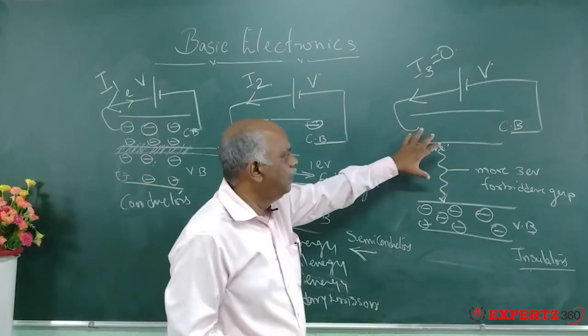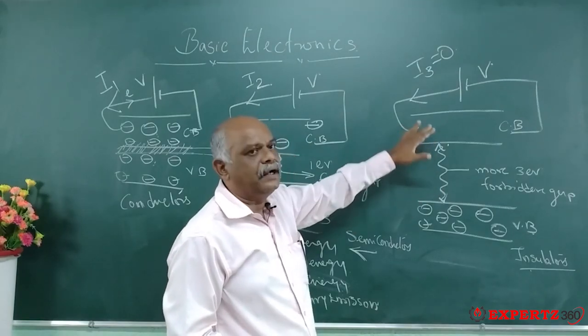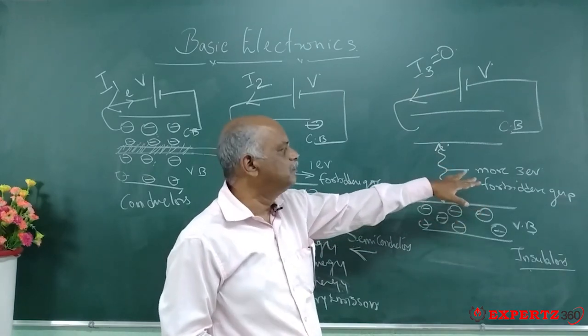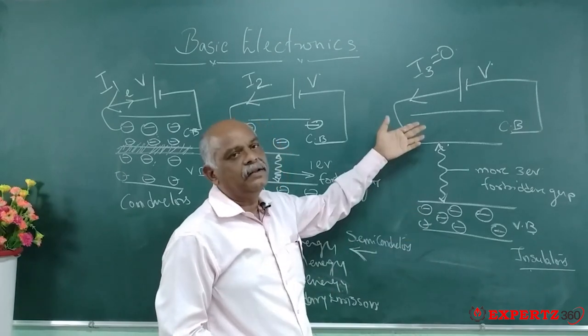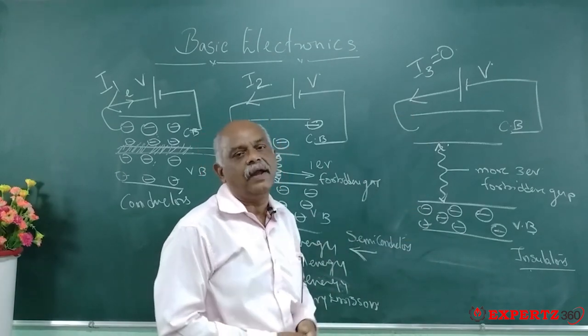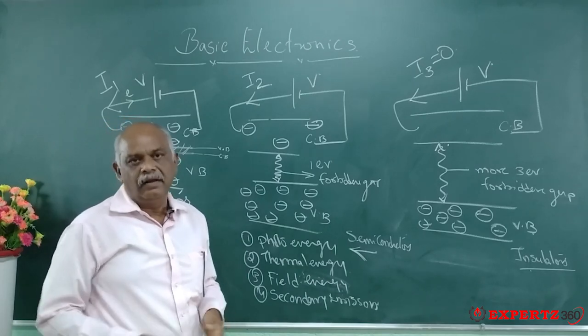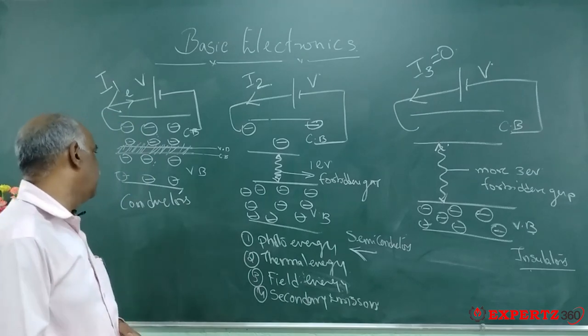The third one, according to the energy band diagram, there is a large gap between the conduction band and the valence band, which is the forbidden gap, which is more than 3 electron volt. Therefore, it is impossible for an electron to jump into the conduction band, and the conduction band is empty of free electrons.